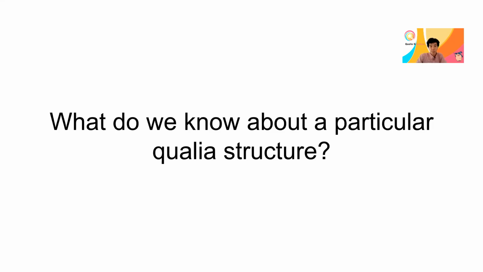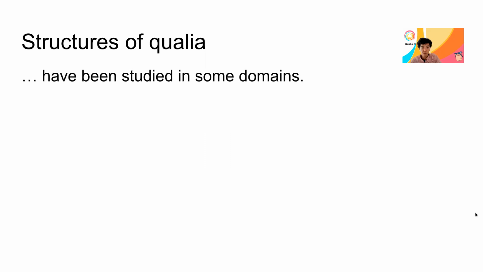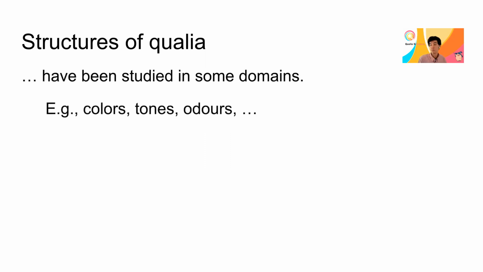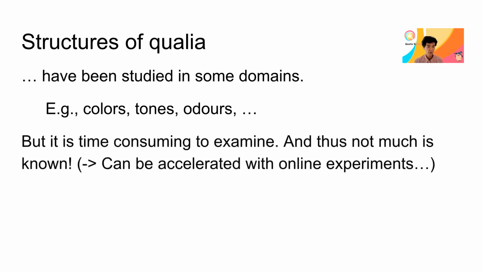What do we know about a particular Qualia structure? So structures of Qualia have been studied in some domains. And in particular, colors, tones, and orders, and many other things have been characterized through similarity rating. But it's actually time consuming to examine this kind of structure.